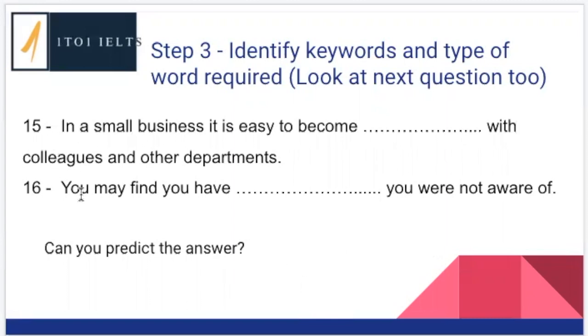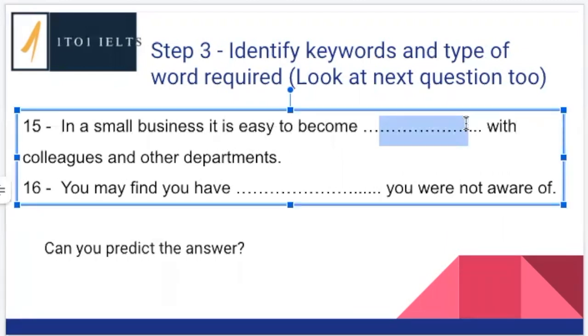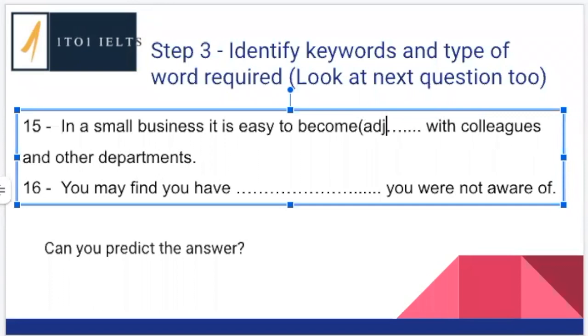We do 2 questions at a time because this is a question type that is in order. In a small business, it is easy to become something with colleagues and other departments. So what type of word do we think will be in this gap? And when I say type of word, I mean, is it going to be a noun, a verb, an adjective? To guess this, we think about the words that come before the gap. It's going to have to be an adjective.